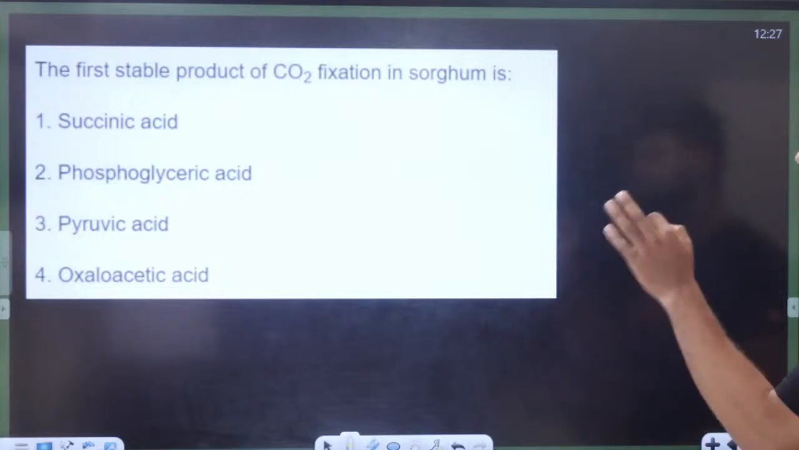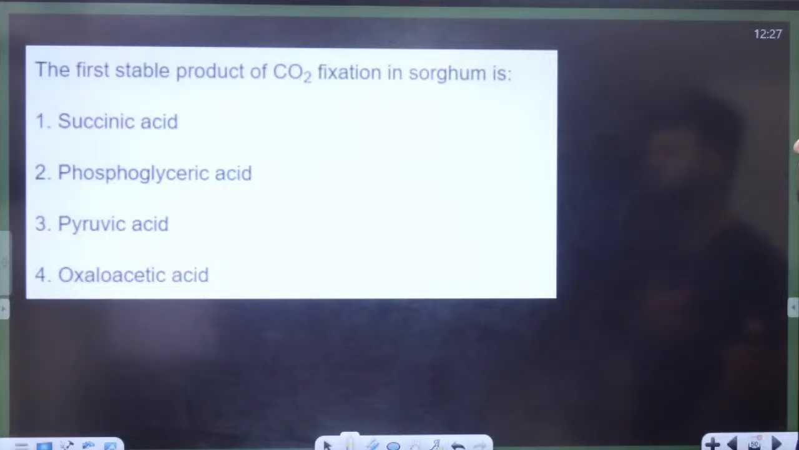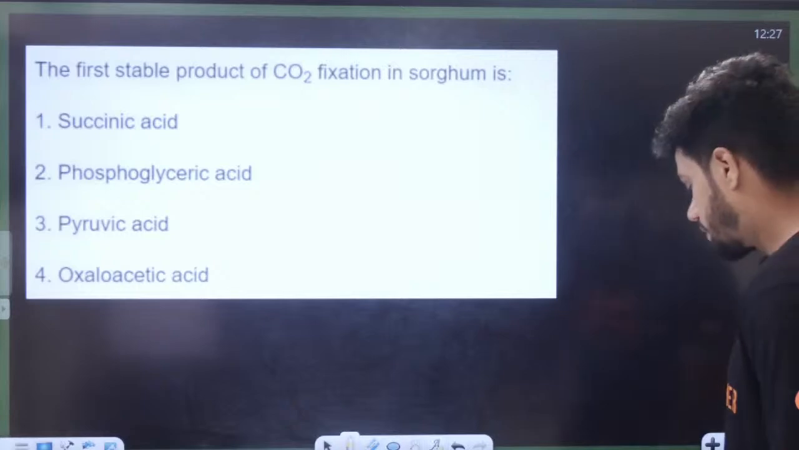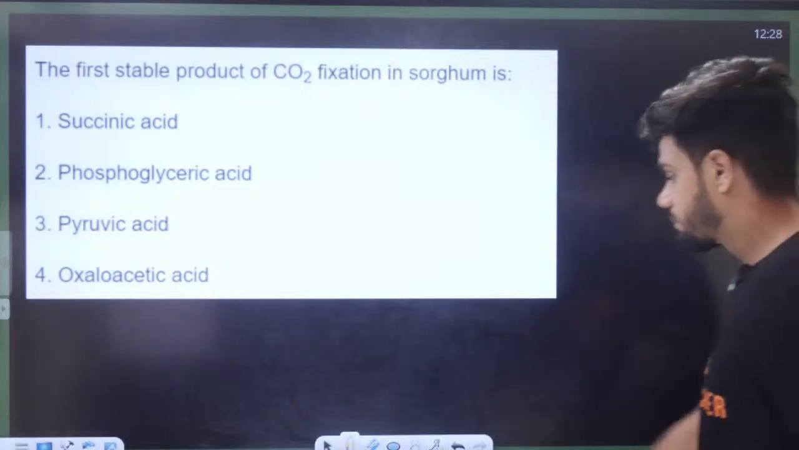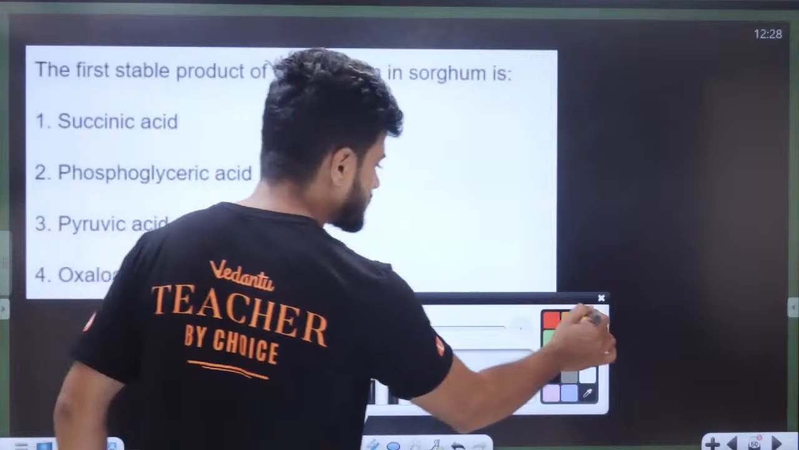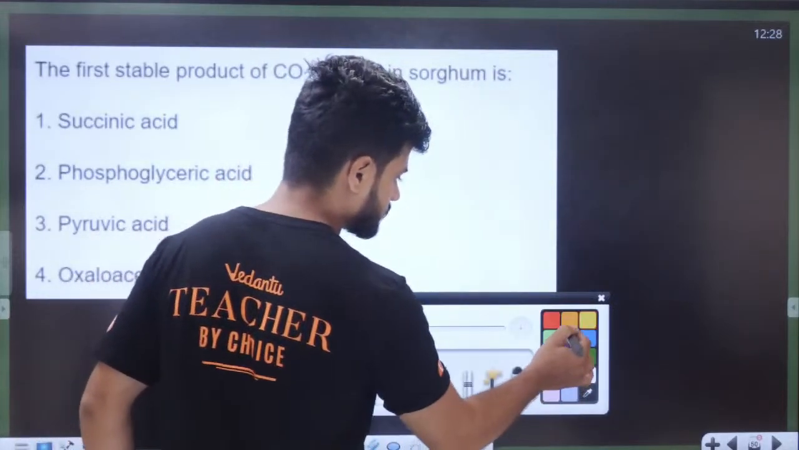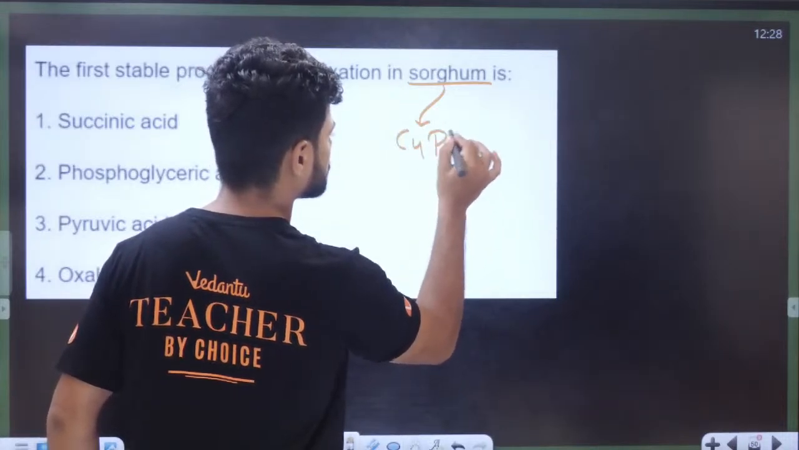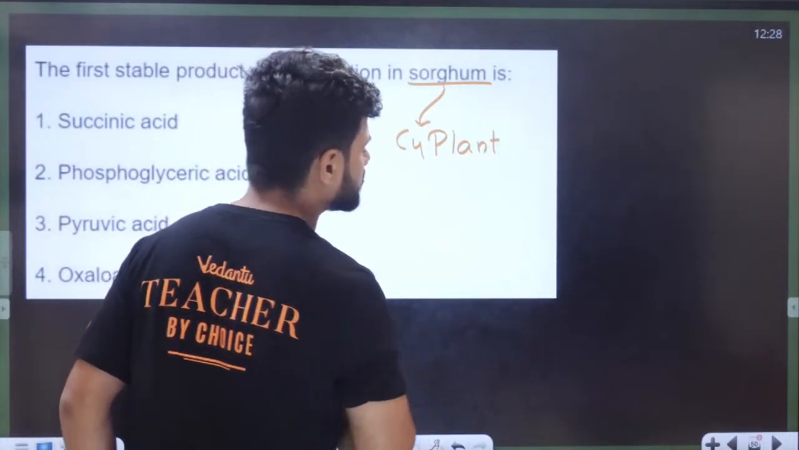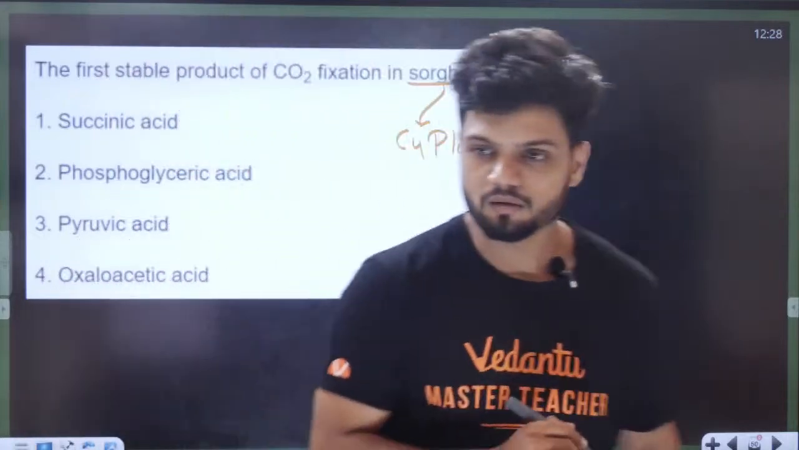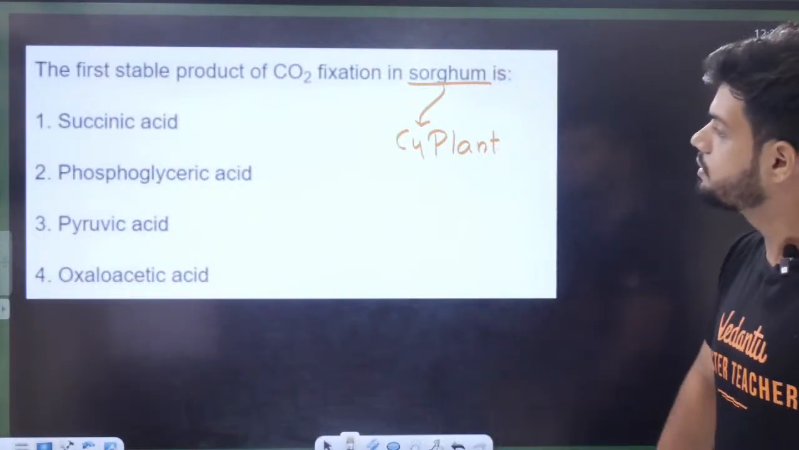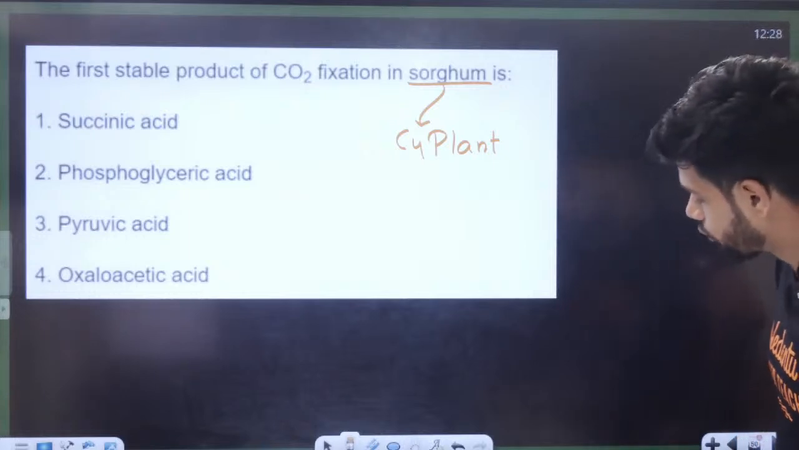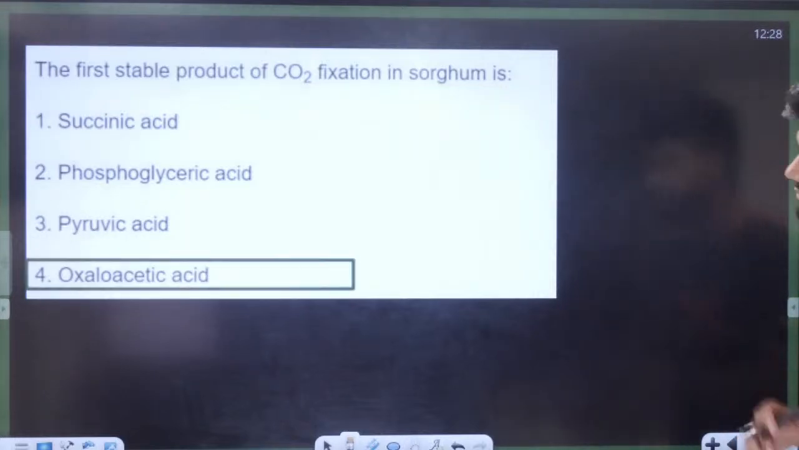Next question. The first stable product of CO2 fixation in sorghum. Students, remember sorghum is an example of a C4 plant. Then what's the answer? Tell me. A C4 plant should give a 4 carbon compound. The 4 carbon compound is oxaloacetic acid. Yes, oxaloacetic acid.